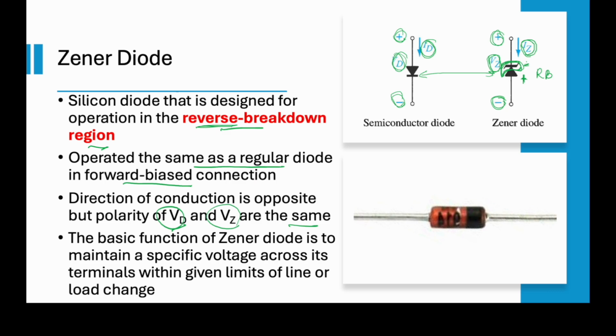So what is the function of a Zener diode? The function is to maintain a specific voltage across the terminal within the given limits of line or load change. In other words, we say the Zener diode is used as a voltage regulator. So this is the original, real device of a Zener diode. It looks like a metallic color. Usually a Zener diode is made from silicon.